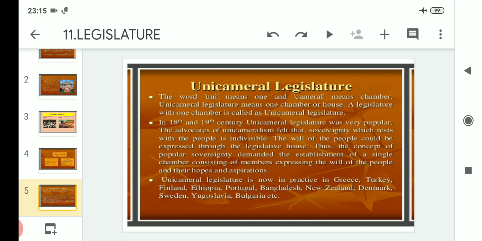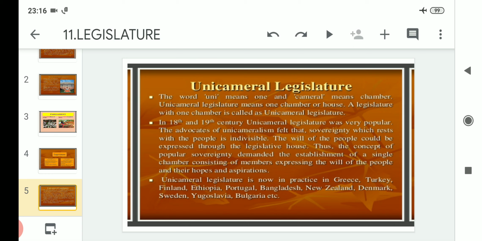So let us proceed then. The word uni means one and cameral means chamber. Unicameral legislature means one chamber or house. A legislature with one chamber is called a unicameral legislature. That means, by the word itself you can see, as I have told you earlier, that uni means one and cameral means chamber, that means one chamber or one house. So this is the general definition related to the unicameral legislature.